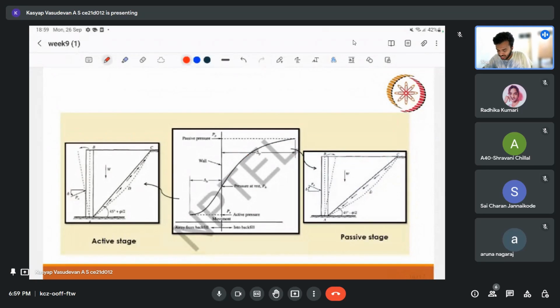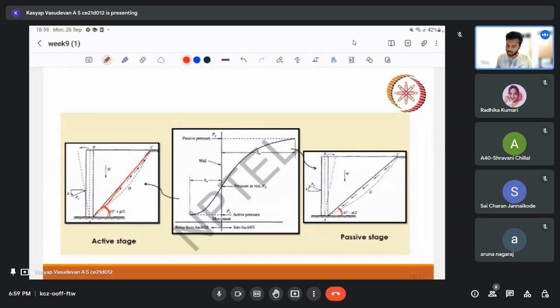When it comes to retaining walls, this is what happens in the active case. As I told, the slip line will make an angle of 45 plus phi by 2 with the horizontal, and in the passive case it will make an angle of 45 minus phi by 2. So that's what I wanted to point out.